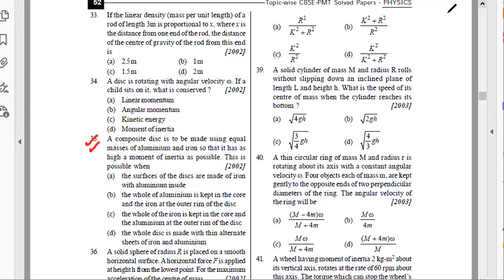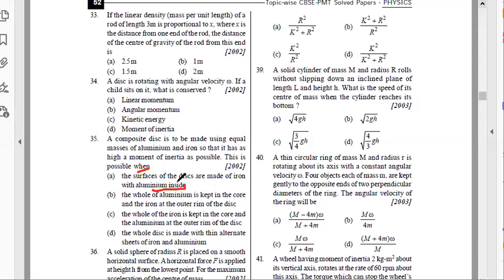The answer is B. Let's see why. A composite disc is made up of two equal masses of aluminum and iron so that it has as high a moment of inertia as possible. This is possible when the surfaces of the disc are made up of iron with aluminum inside.